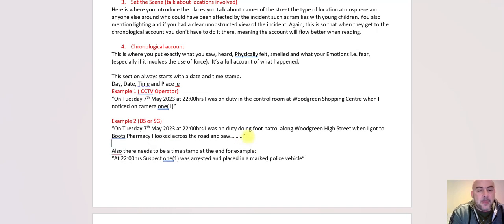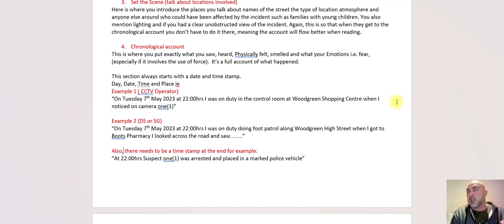Also, we need to make sure, let me just put this in red so we're clear. Right, there we go. So also there needs to be a time stamp at the end. For example, at 2200 hours, suspect 1 was arrested and placed in a marked police vehicle. Bang, and that's the end of your chronological account. You need to have a timestamp.